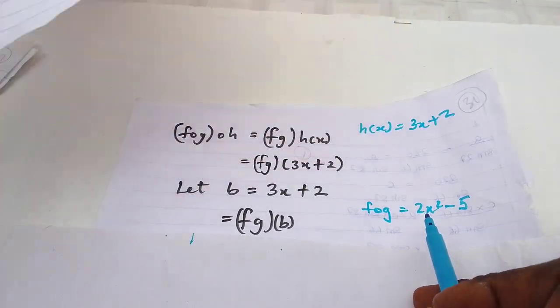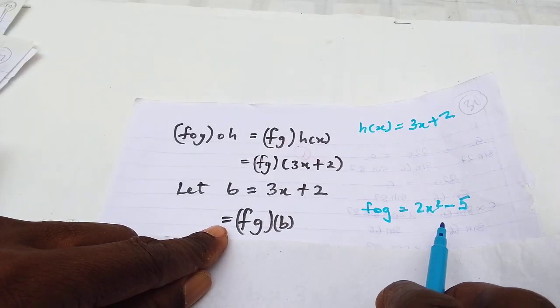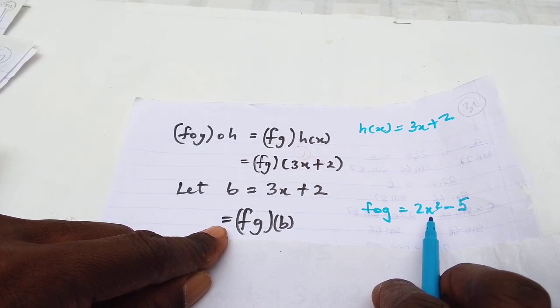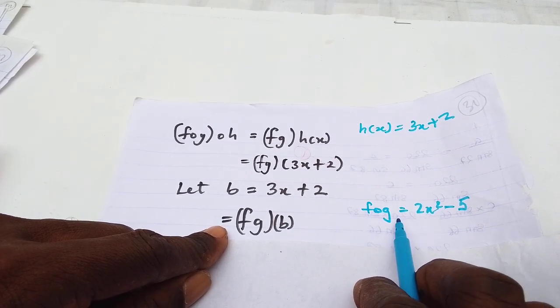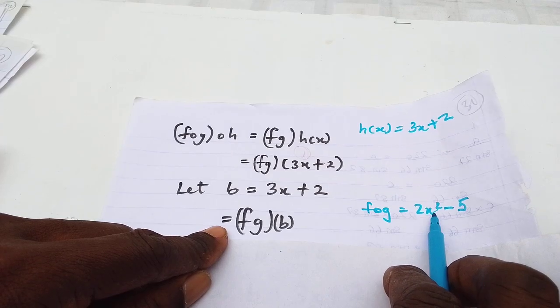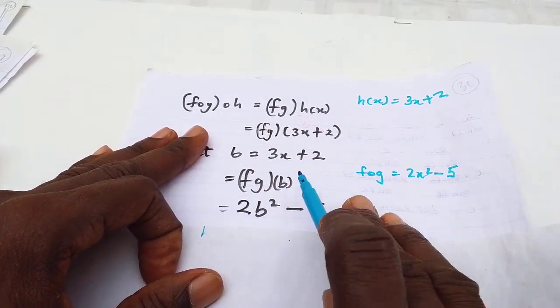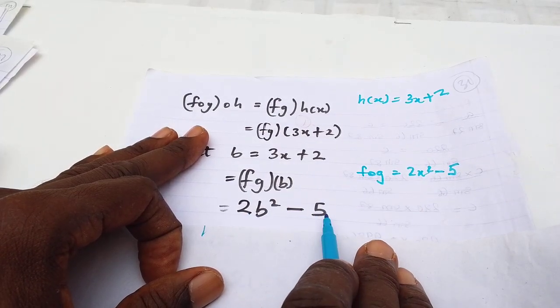Now, that's for you to remove this f and g. So you are going to substitute 2x into 2x squared. Wherever you see x, you put your b. So that's the reason why you now substitute b in place of x: 2b squared minus 5.